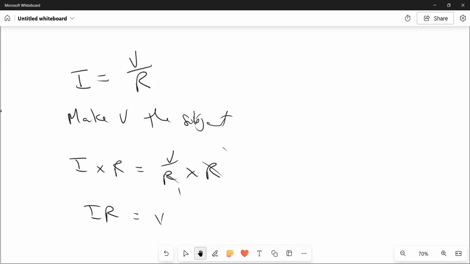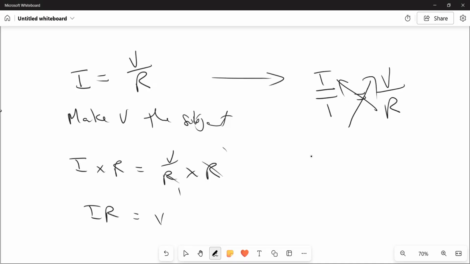Right? Some people do it differently. They take this and they write I over 1 equal to V over R. And they do this cross multiplication thing, right? You get IR equal V. Now, some people do that too.